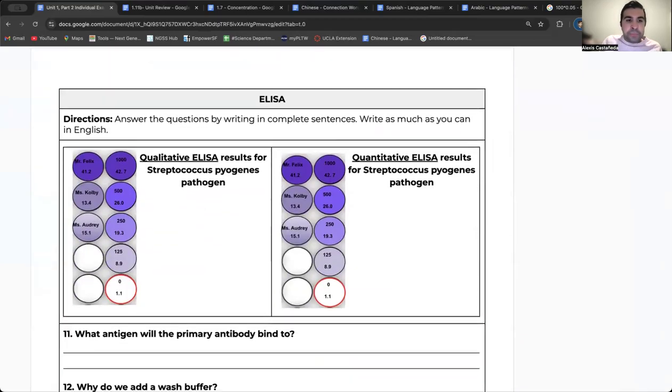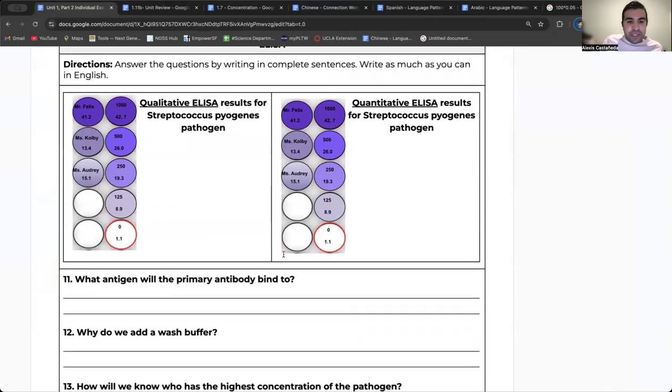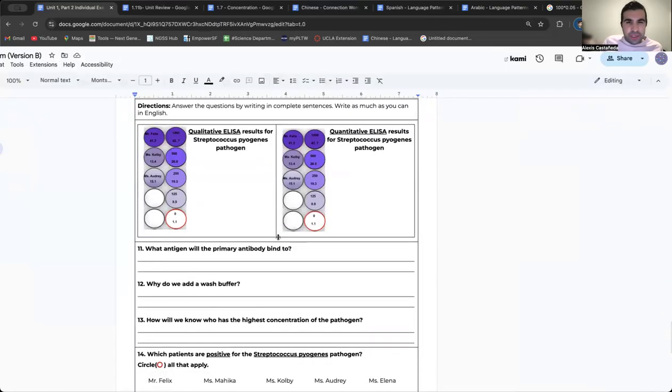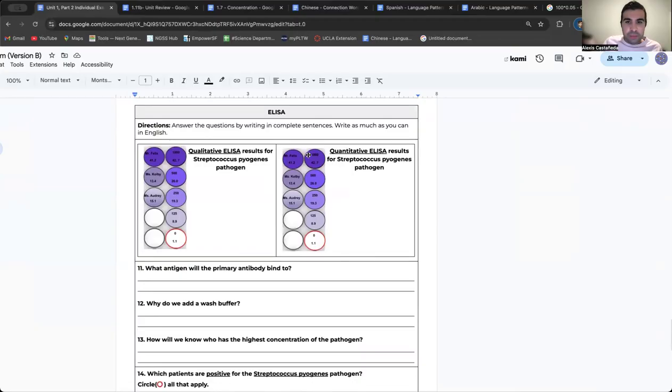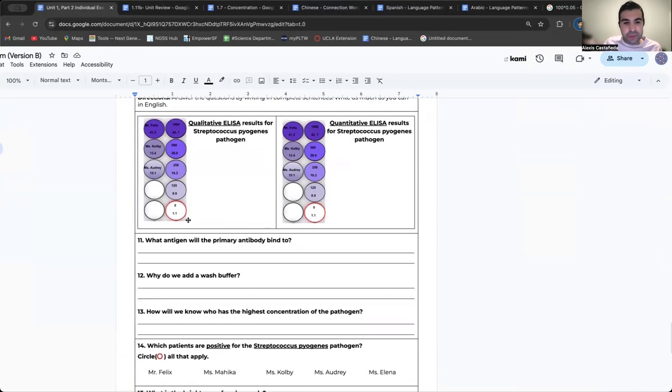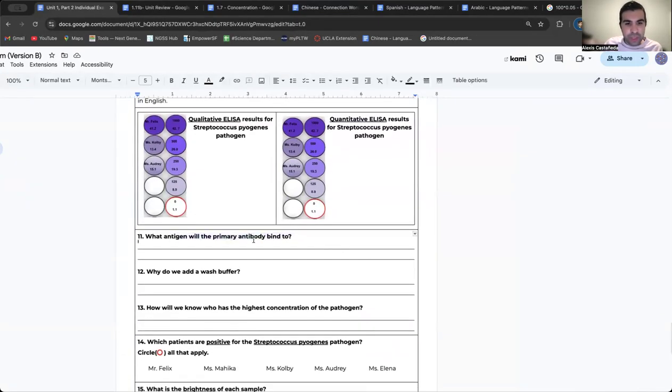All right. Now for Eliza. So Selling is here, Eliza. Answer the following questions by writing complete sentences. Write as much as you can in English. The first one here says, what antigen will the primary antibody bind to?